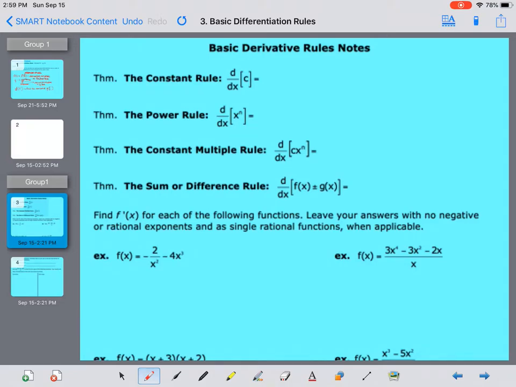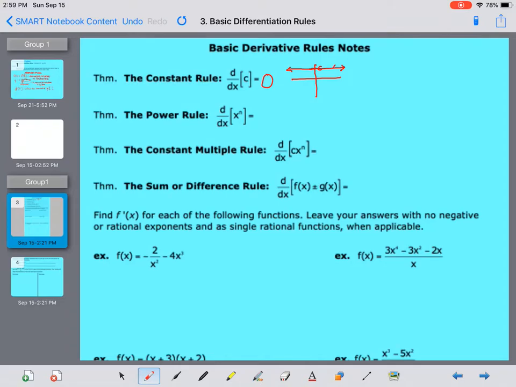So, the constant rule: if we're taking the derivative of any constant value, like the derivative of 5, the derivative of 9, the derivative of 12, that derivative will always yield 0. The reason for that, if we think about the graph of a constant function, so let's say at c, we get this horizontal line through that particular y value.